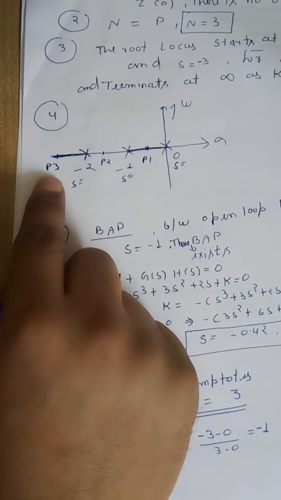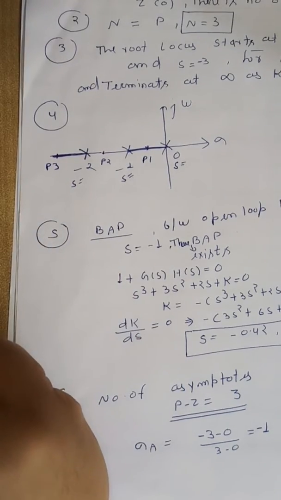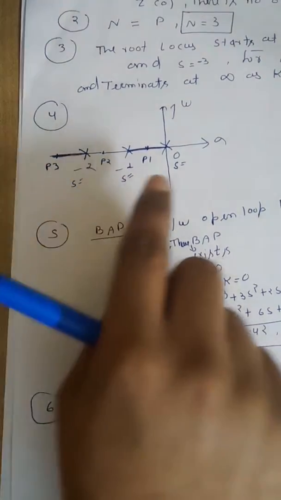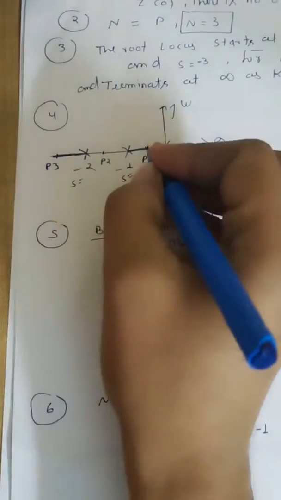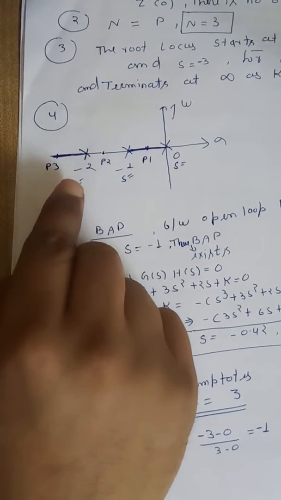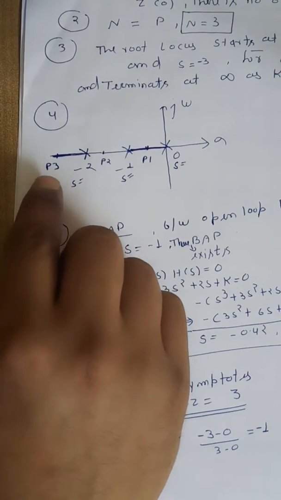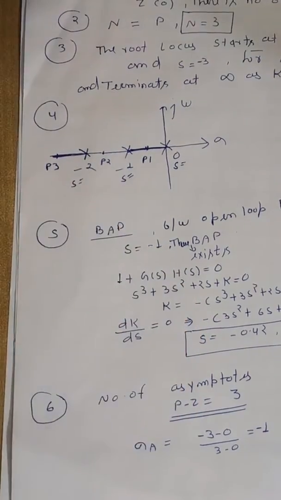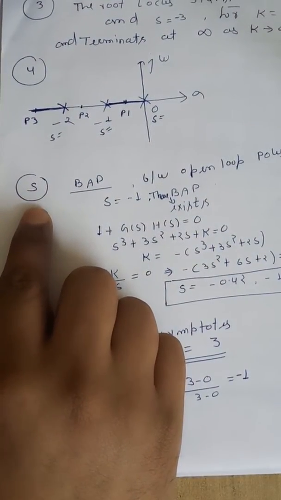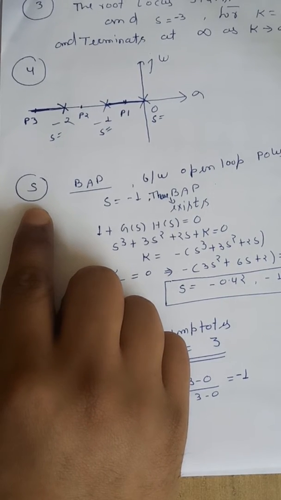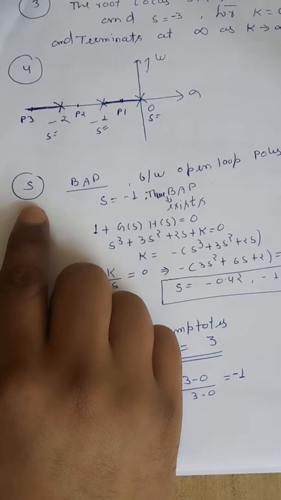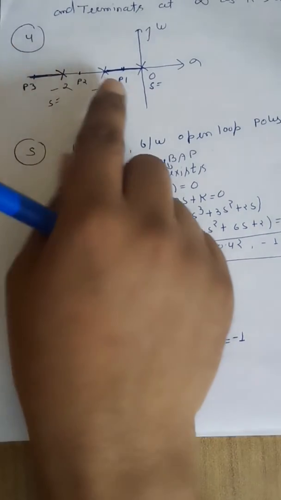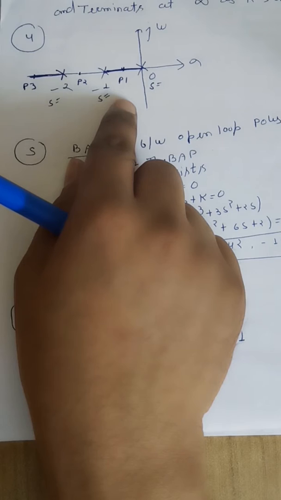So we can say root locus on the real axis exists between s equal to 0 and s equal to -1, and beyond s equal to -2 or between s equal to minus infinity and s equal to -2. So this is our fourth rule. Now let us see fifth rule. According to fifth rule, we will calculate break away point. So in fourth rule already we have decided existence of root locus on the real axis.